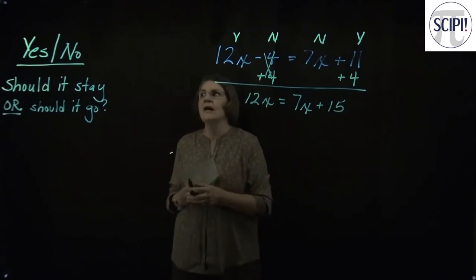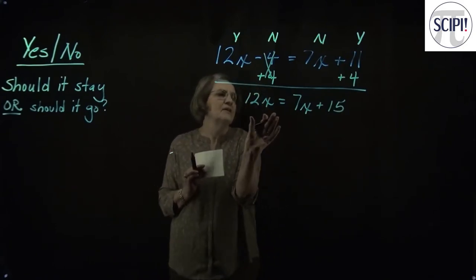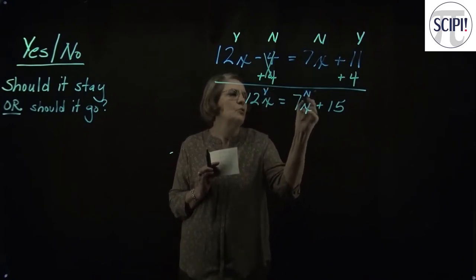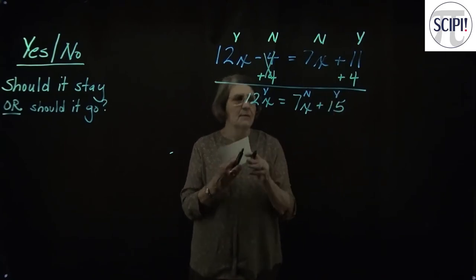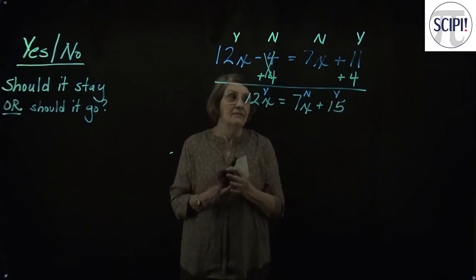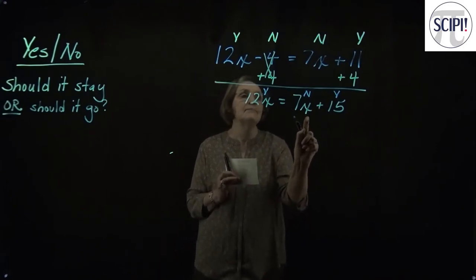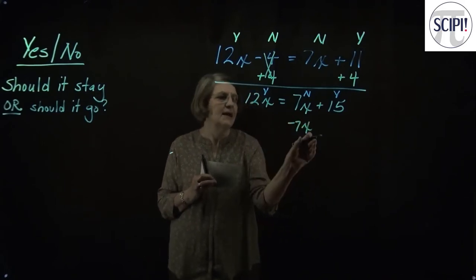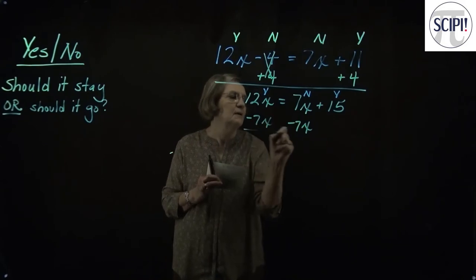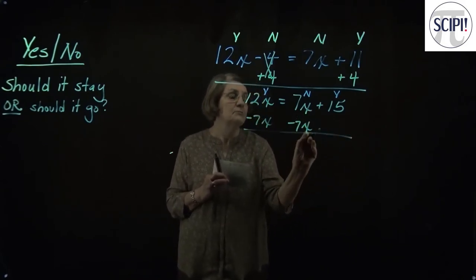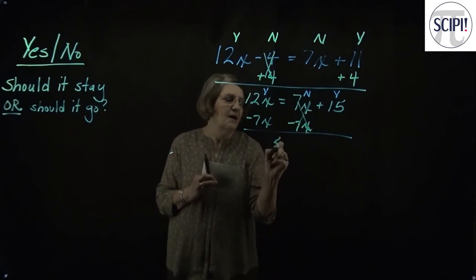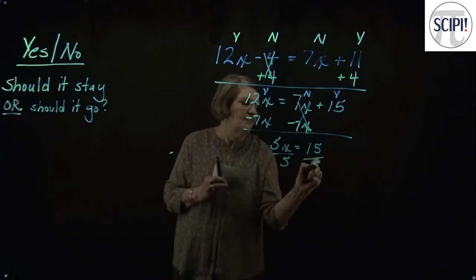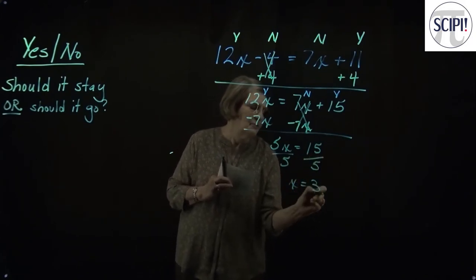So let's do our yes, no again. Is 12x on the correct side? Yes. How about 7x? No. 15, yes. So what am I going to get rid of? The 7x. It's going to go, isn't it? So how do I get rid of it? Correct. I'm going to subtract 7x, so now I have to do it to this side. Check to make sure that those equal 0. So now I have 5x equals 15, and if I divide both sides by 5, I get x is 3.